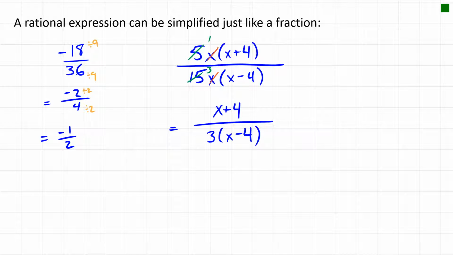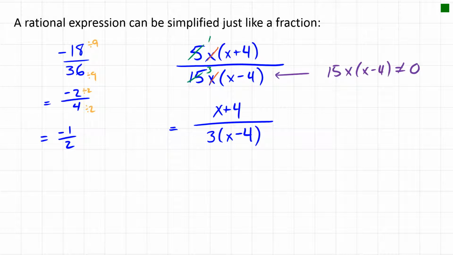Now, one thing we always need to note in each problem is non-permissible values. And so we always start with the very beginning fraction before everything has been simplified. And we say, what is x allowed or not allowed to be? And we should say what it's not allowed to be. So here, 15x times x minus 4 is not allowed to be equal to 0.